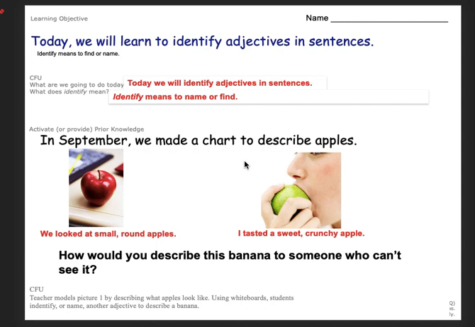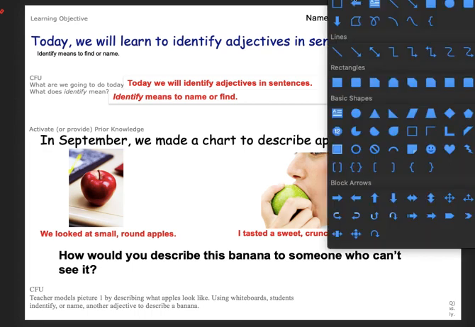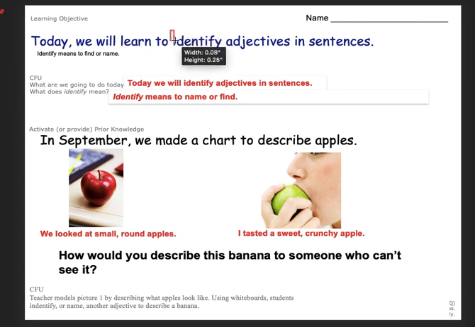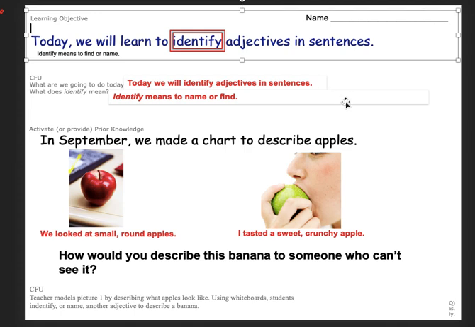Okay, this presentation is about adjectives. Last week we had a couple of assignments about adjectives, and I think we could use a little more practice. So this describes it in a different way. At the top it says, today we will learn to identify adjectives in sentences. If I want to really know what identify means, this is an important word. Identify means I can figure it out, I can find them. I need to be able to say what an adjective is.